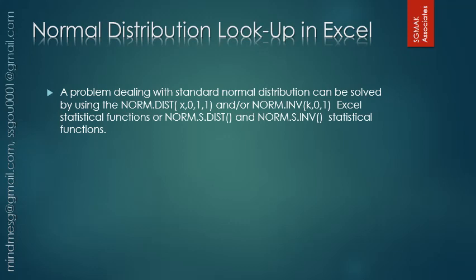So these 4 functions: DIST returns the cumulative probability, and INV takes the value of probability and returns the corresponding value of the random variable of the normal distribution. Okay, so I hope this short presentation is useful.